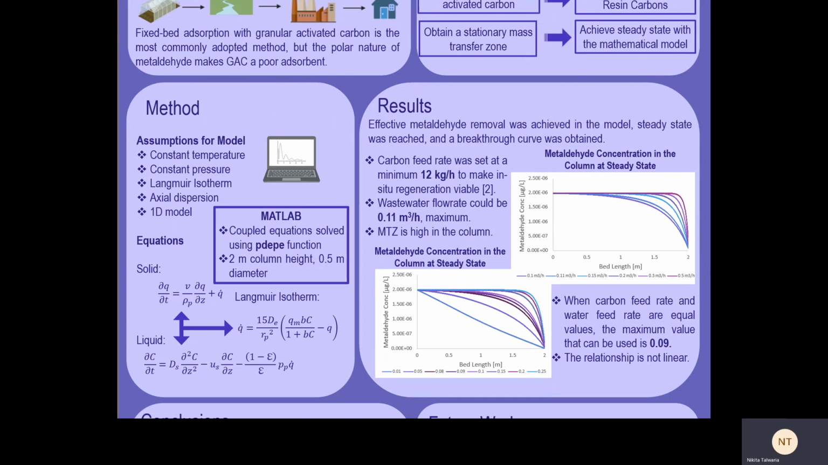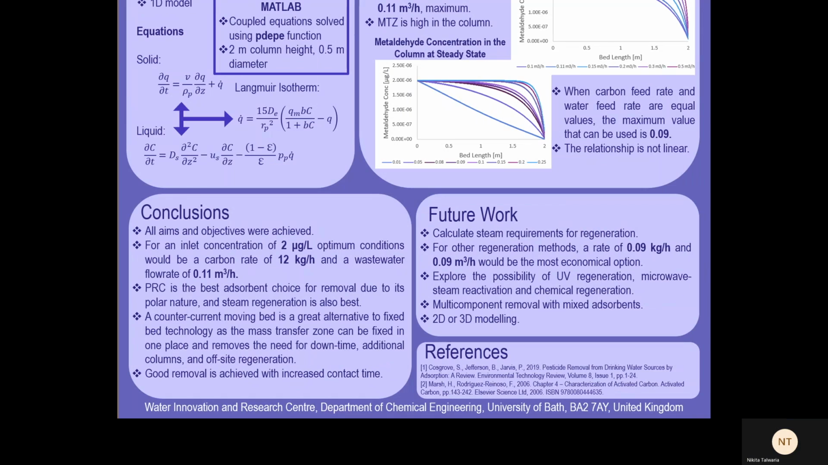Experimenting with the simulation showed that purifying 0.5 meters cubed per hour of water requires over 100 kilograms per hour of carbon, which was not efficient. For this reason, the optimum conditions were set as 12 kilograms per hour and 0.11 meters cubed per hour, as it balanced the water purification rates with realistic carbon rates.